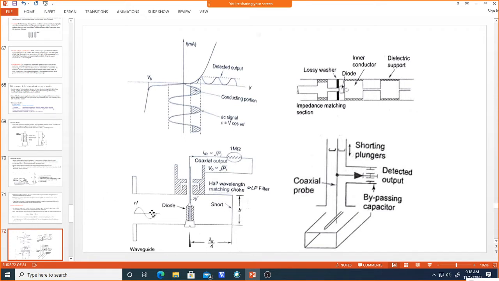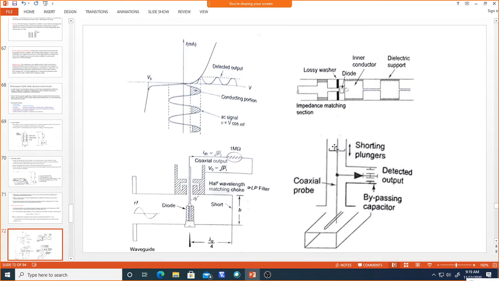Whenever the RF signal comes from the source, the microwave signal is picked by the coaxial cable, and this wavelength matching choke filters out the other high frequency signals. Whichever is the resonance frequency, wherever the microwave signal is there, it will pick it, and the coaxial output will be taken out. This is the waveguide environment. This is the actual coaxial cable probe which picks the microwave signal, and it is passed through this diode, and the detected output will come here.